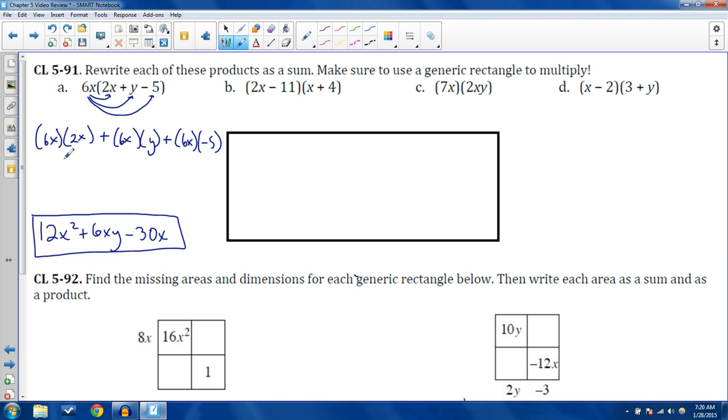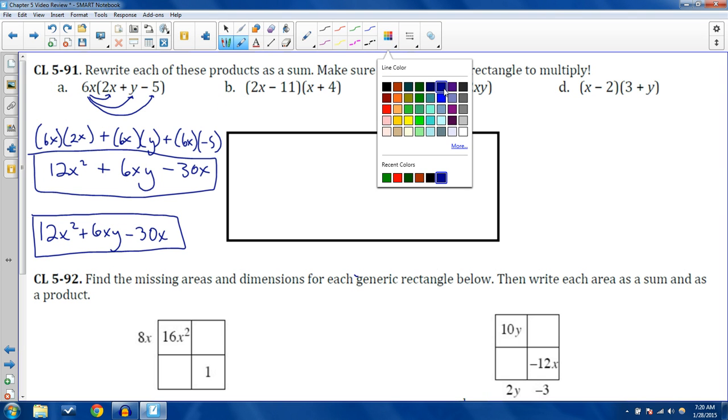They say, what's 6x times 2x? That's 12x squared. What's 6x times y? 6xy. And what's 6x times negative 5? Negative 30x. And you get the same solution here as you did here. And that's it, and that's all. Let's go ahead and do B now.